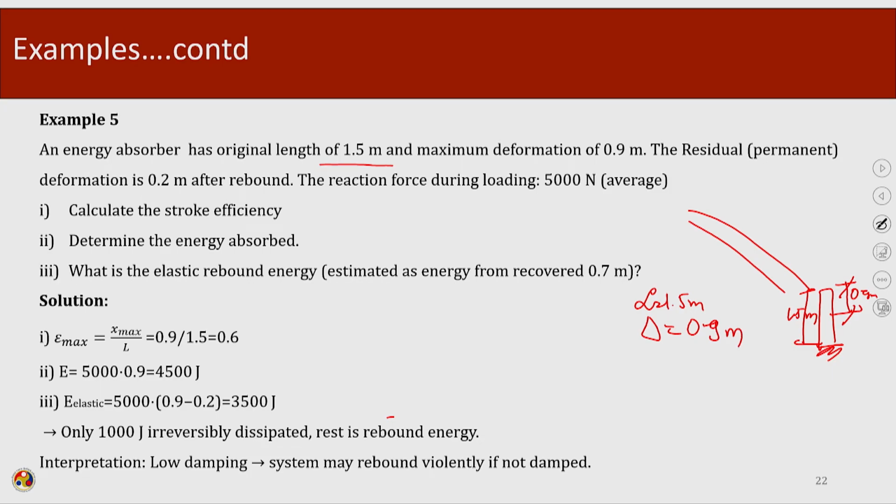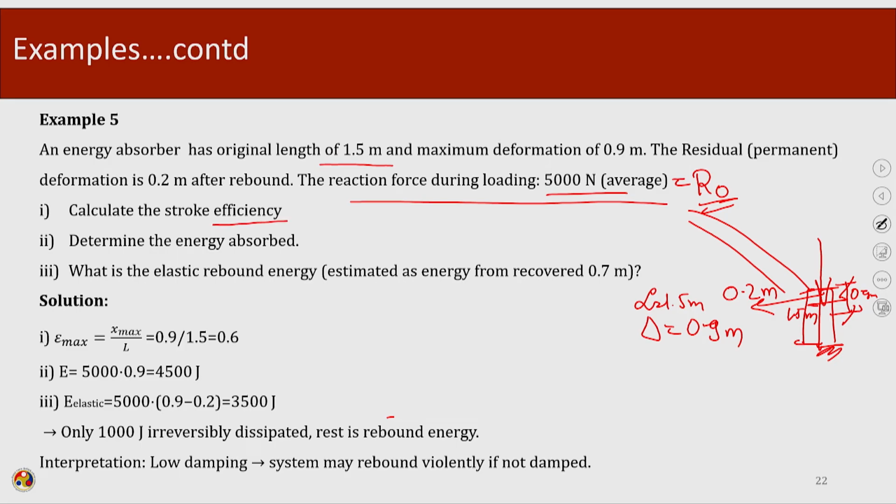The residual or the permanent deformation is 0.2 meter after rebound. After the system rebounds, the permanent deformation that this system can have is 0.2 meters. So, maximum deformation is 0.9 meters, and the residual or permanent deformation is 0.2 meter after the rebound. The reaction force during loading is 5000 Newton. It means that R naught is 5000 Newtons. So, we need to calculate the stroke efficiency.